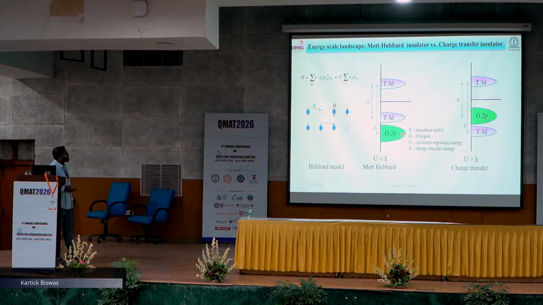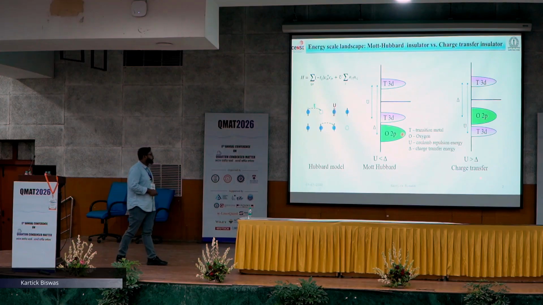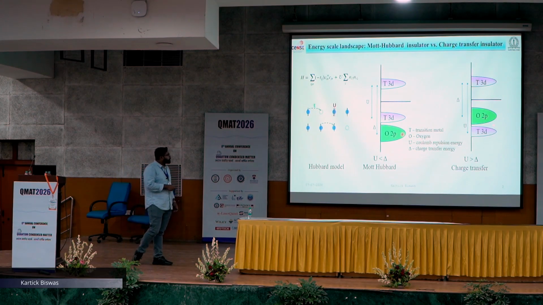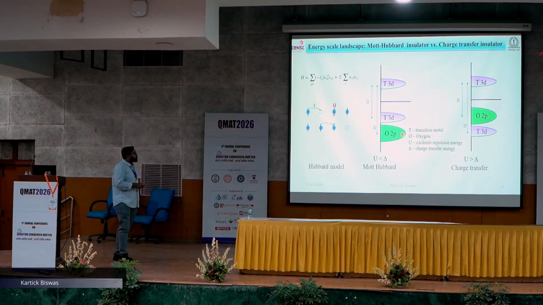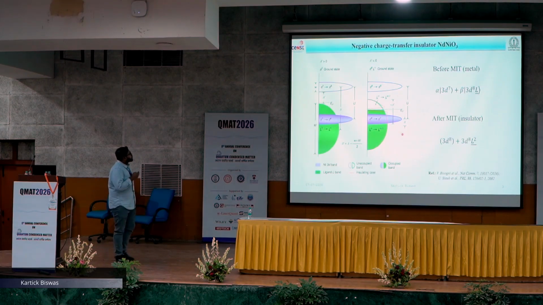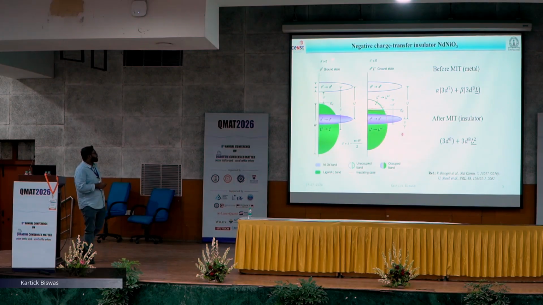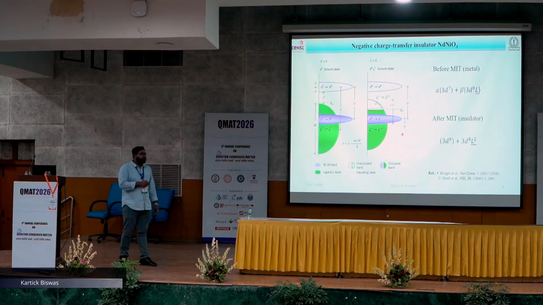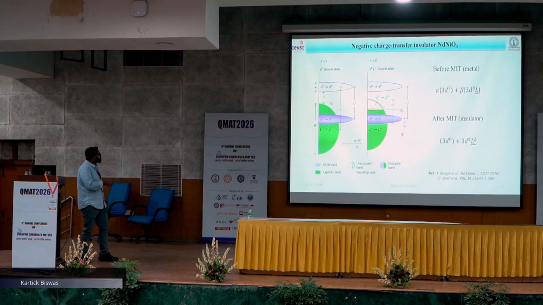3d to 3d. So if U is greater than delta, that time the oxygen 2p orbital lies just below the Fermi level and above the 3d orbital. So that time the electron will move from oxygen 2p to the 3d orbital directly. That is a charge transfer insulator, but there is one more kind of charge transfer that is positive. If delta is greater than 0, that time the ground state is d7. What happens that time if you want to move one electron from 2p to 3d, it is very unfavorable. So it is not allowed to go from oxygen 2p to nickel 3d.